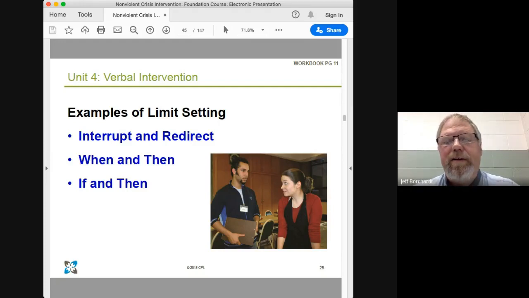The when-then is a real simple limit in regards to when you do this, then this will happen. So again, you're stating what the expected behavior is, and what will happen when they make that choice. The if-then is a little more involved: if you continue this behavior, then this will happen. If you make the great choice, then this will happen. You're laying out the choices pretty black and white, both positive and negative. And typically you want to put the positive first, to make sure the student knows what's expected.